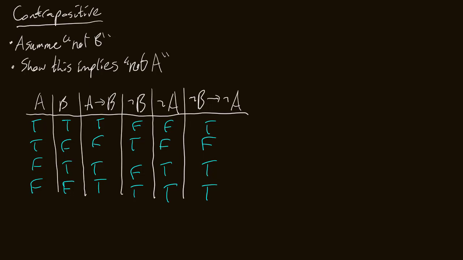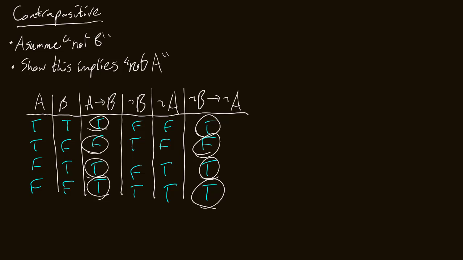As we can see on the truth table, the values for A then B and not B then not A are exactly the same. Therefore, they are logically equivalent. Therefore, showing one is equivalent to showing the other. And in some cases, showing not B implies not A can be way easier than showing that A implies B.